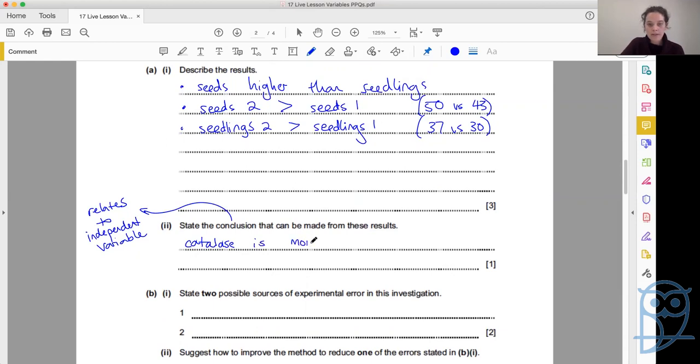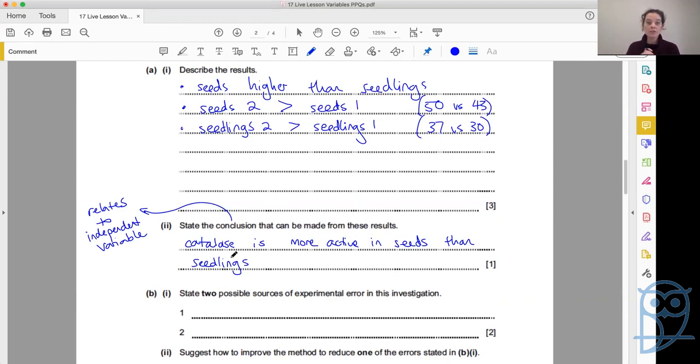is more active in seeds than seedlings. And we can compare this directly because in this experiment, we have controlled that these seeds and seedlings are from the same plant. So we can make a comparison like this. If they were from different plants, we wouldn't know if there's a difference between seeds and seedlings. But because we've controlled that variable, we can then make a comparison with them.